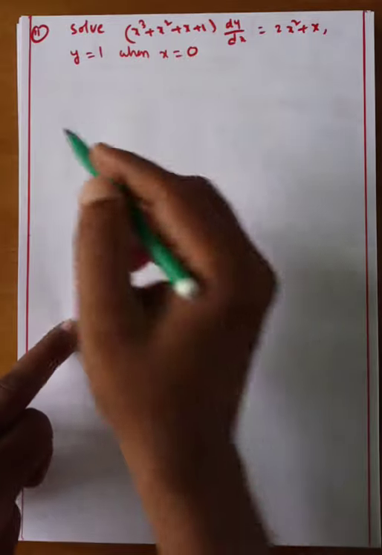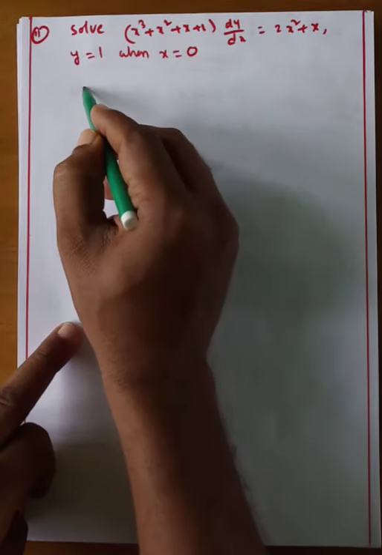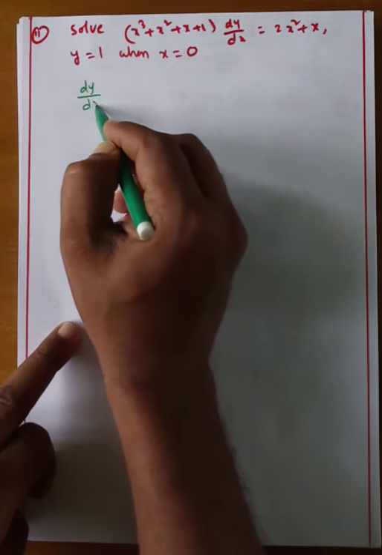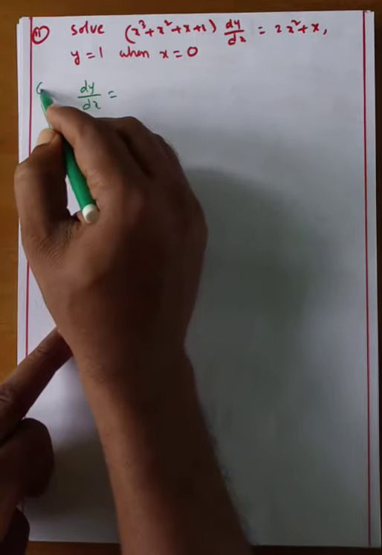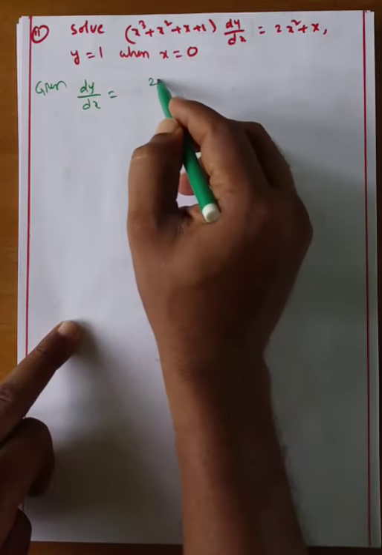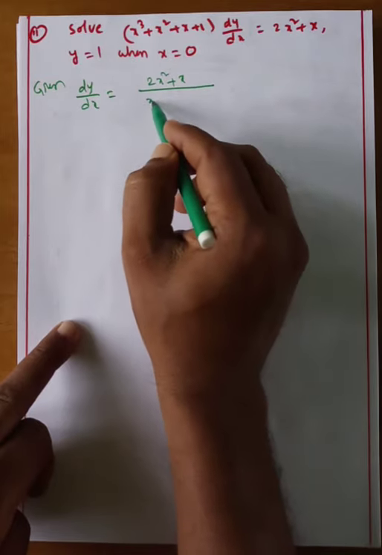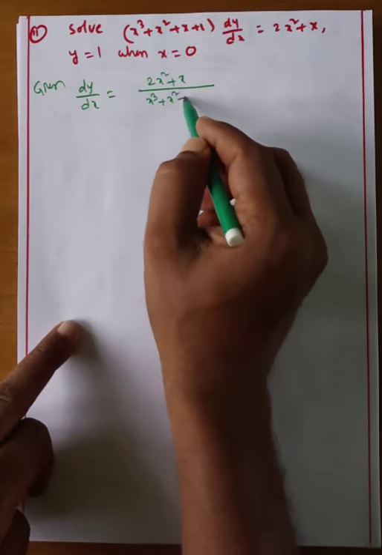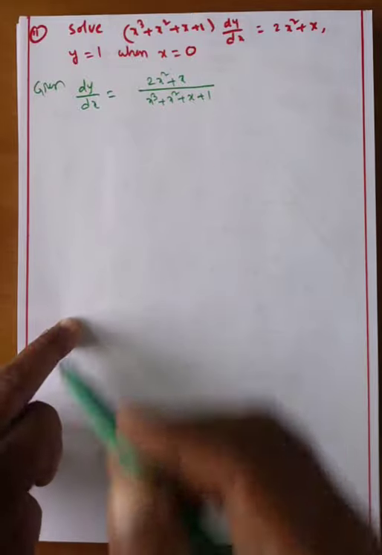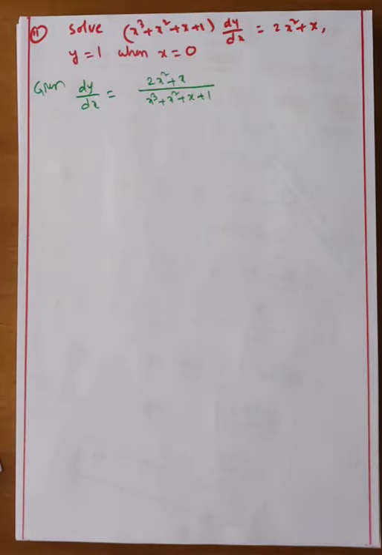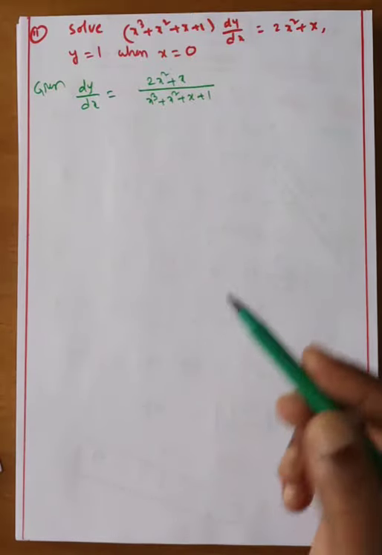Now what is given here? dy by dx is given. From this, dy by dx is equal to, directly we write, 2x square plus x by x cube plus x square plus x plus 1. This dy by dx is purely f of x, totally an x function only.